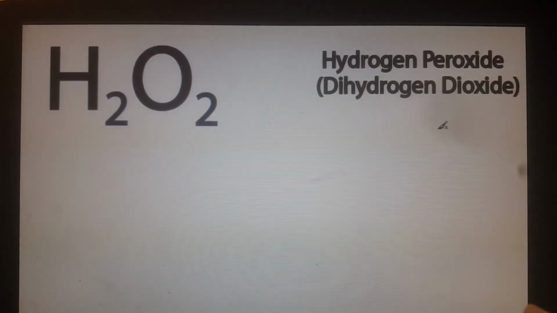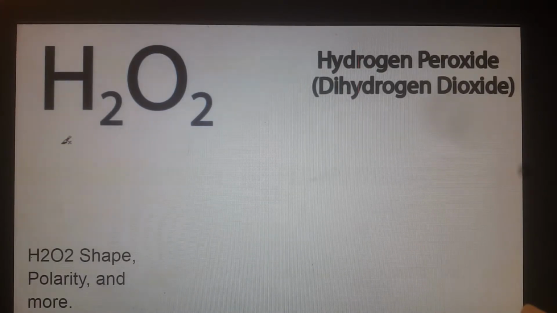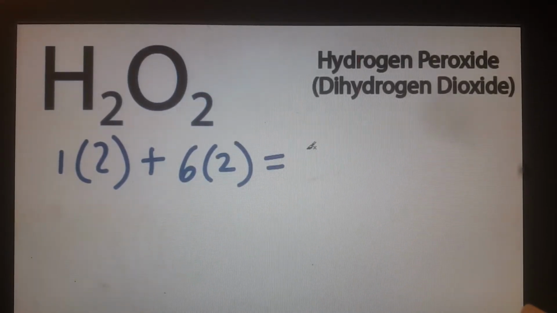Let's do the Lewis structure for H2O2, hydrogen peroxide, also called dihydrogen dioxide. On the periodic table, hydrogen's in group 1, so it has 1 valence electron, but we have 2 of them, so we need to multiply by 2. Oxygen group 6 or 16, we have 2 of those, so let's multiply that by 2 as well, for a total of 14 valence electrons.